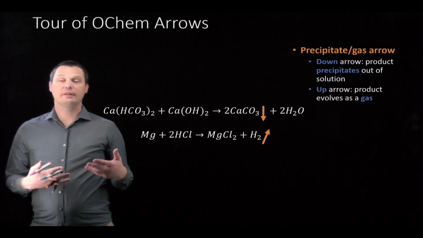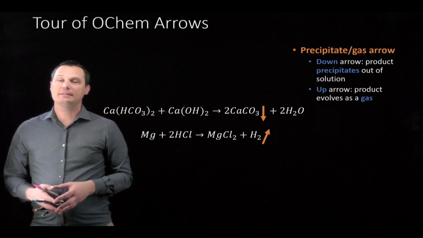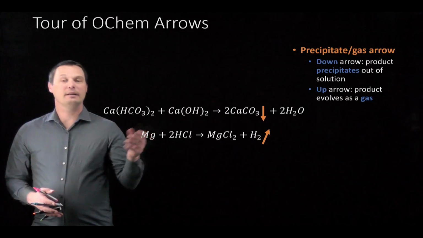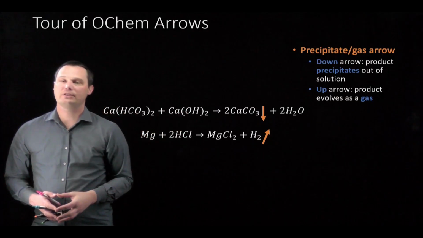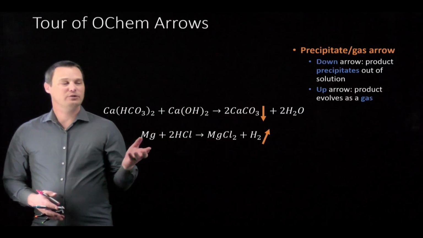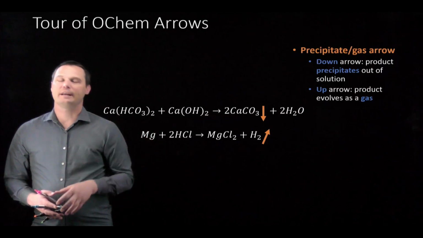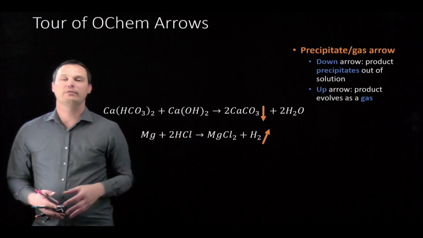When a reaction evolves a gas or causes a precipitate to form, we can use the precipitate or gas arrow to show the evolution of the gas or the forming of the precipitate. When calcium bicarbonate and calcium hydroxide react, they form calcium carbonate, which precipitates out of the reaction as a solid. The down arrow denotes that the product is precipitating out. When elemental magnesium reacts with hydrochloric acid, it forms lots of tiny little bubbles of hydrogen gas, and those hydrogen gas molecules evolve out of the system, and we use the up arrow to show the evolution of that gas.